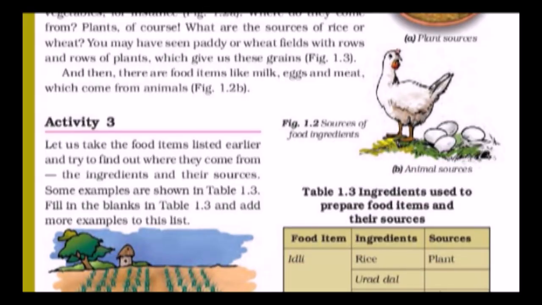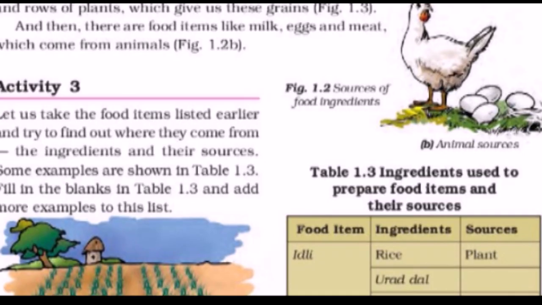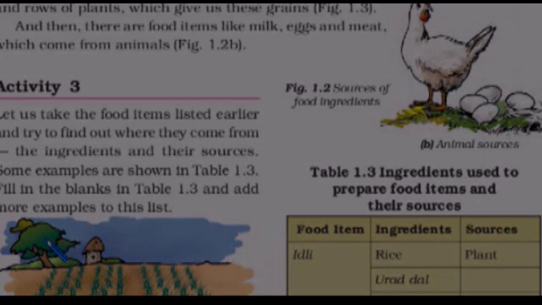Salt you get from the sea. Chicken you get from animals, so it is an animal source. Spices you get from plants. So you have to fill this. Sugar you get from sugarcane.